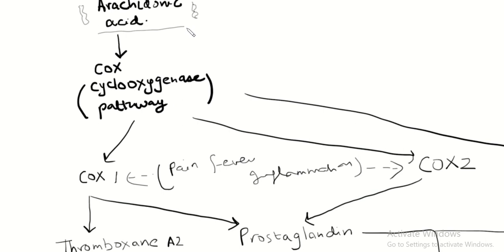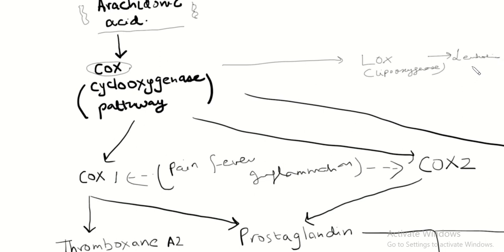Once it does, there are a few things that can happen to the arachidonic acid pathway. Arachidonic acid usually activates inflammatory mediators, or is pro-inflammatory. It can be acted upon by two enzymes. One of them is cyclooxygenase, which is this one here. And the other one is lipooxygenase, which is LOX, and that gives us leukotrienes.